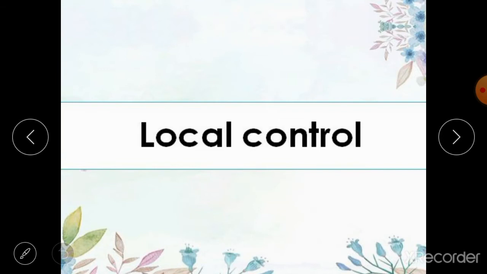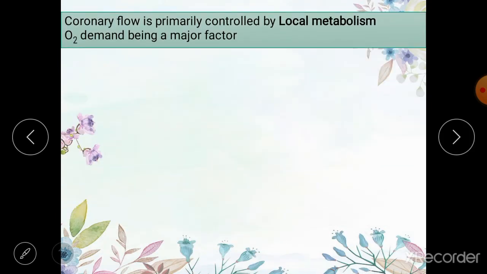What is meant by the local control? It means that it is the muscles of the heart themselves that will decide the amount of blood which is going to flow to them. So what is the major determinant of local control? As you already studied before, when I told you the local control of blood flow, it is the metabolites and the oxygen demand which will decide how much blood is going to come to the tissues.